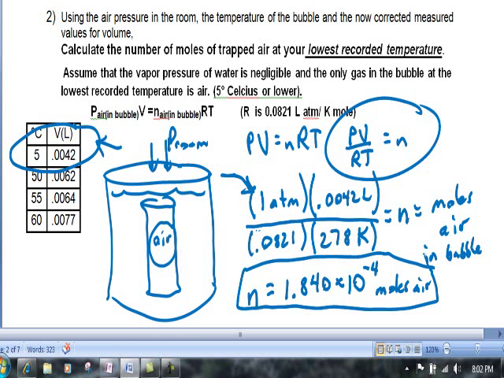The reason it stays constant is, once again, air cannot get into the bubble when the graduated cylinder is upside down. The amount of air that's originally trapped in the bubble remains constant throughout this lab exercise. We calculated the air at 5 degrees because at 5 degrees there's no water vapor in the bubble, it's only air.